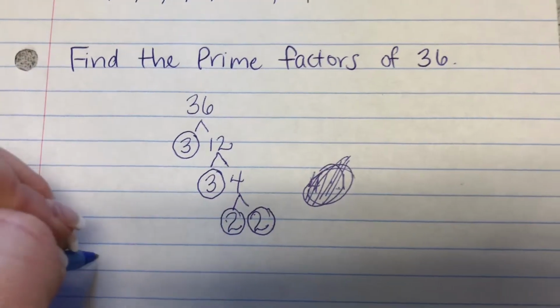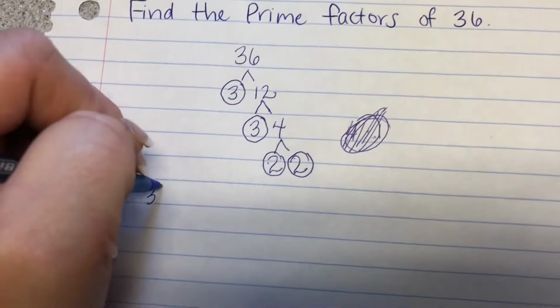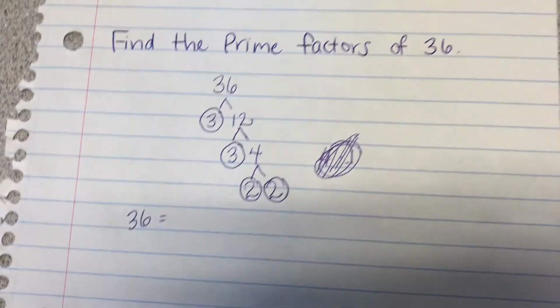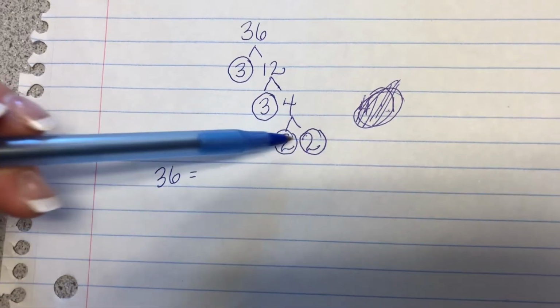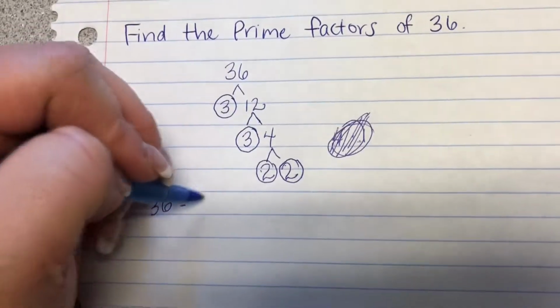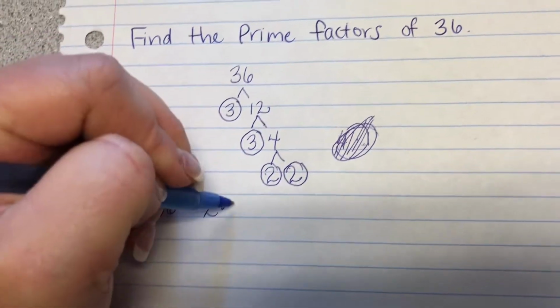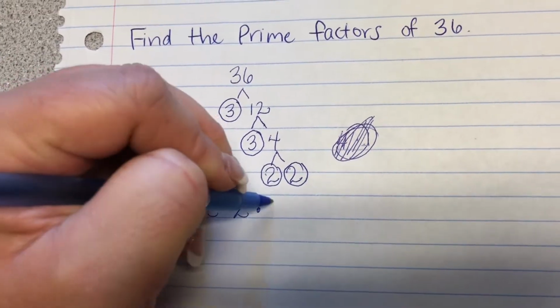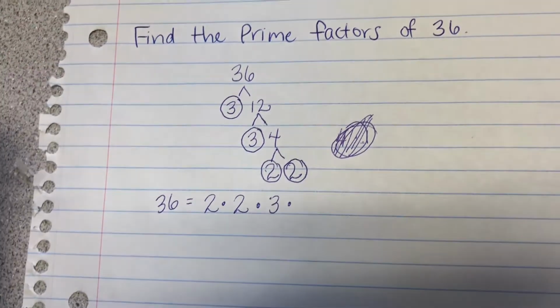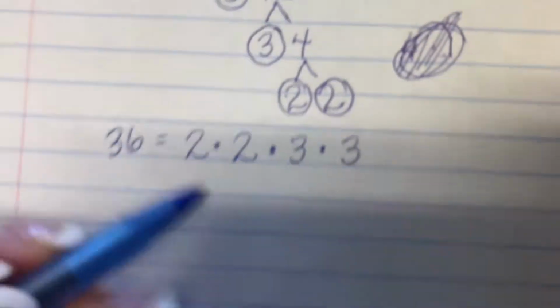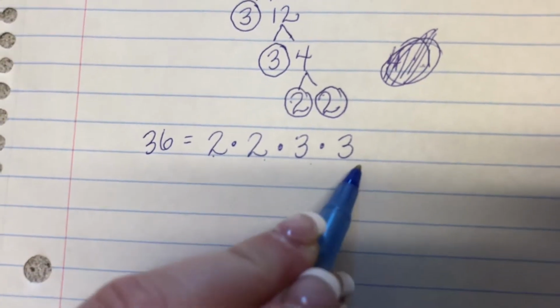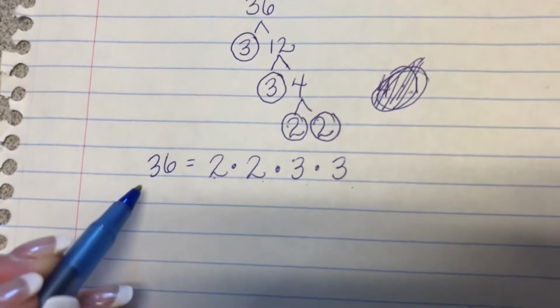So I would say my prime factorization for the number 36 is, and we usually write our prime factorization in least to greatest, we'll start with the 2's: 2 times 2 times 3 times 3. And then you can check. Let's make sure that that is the correct prime factors. Is 2 times 2 times 3 times 3 the correct prime factorization for 36?